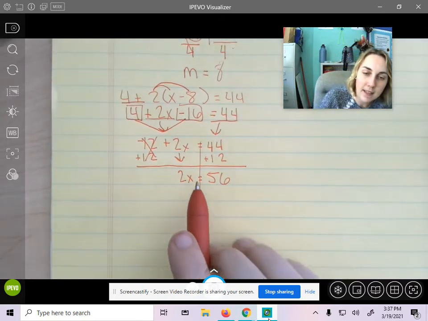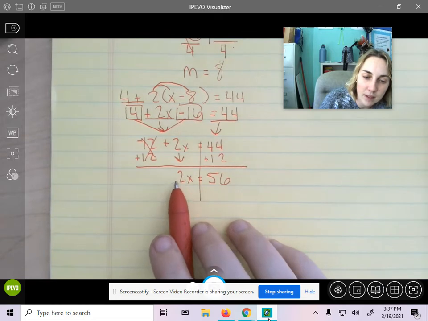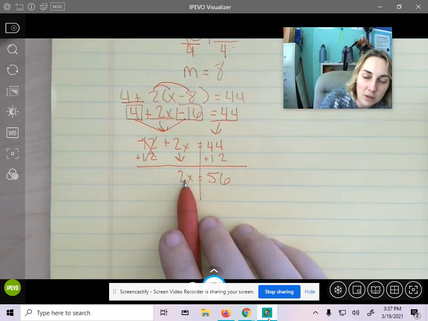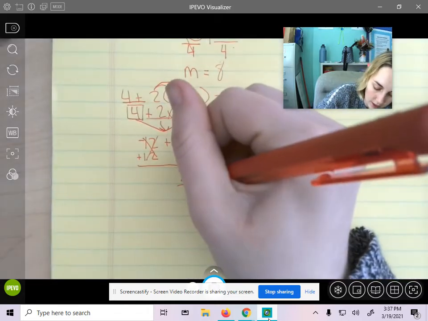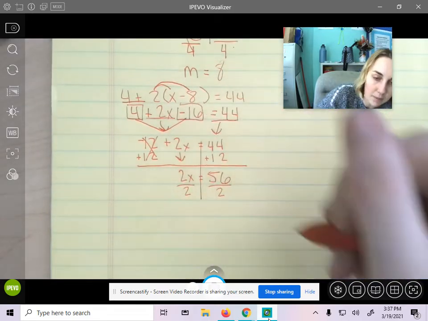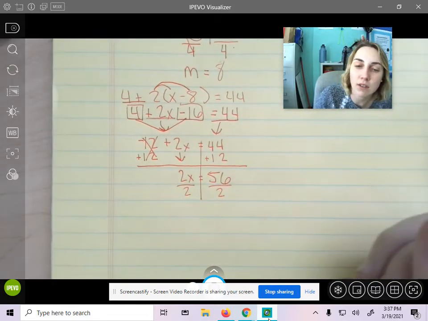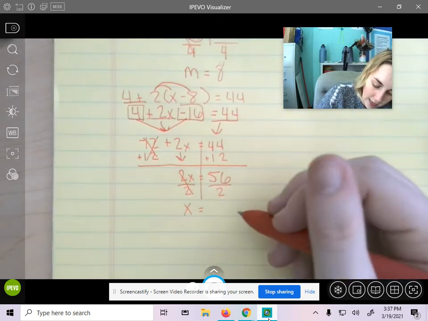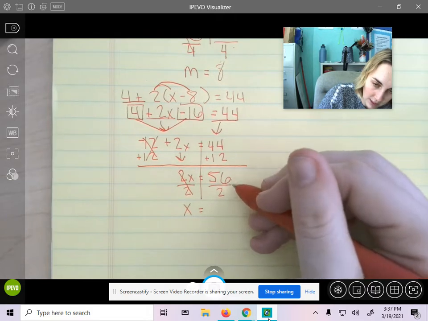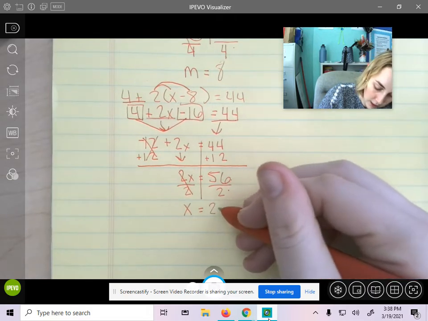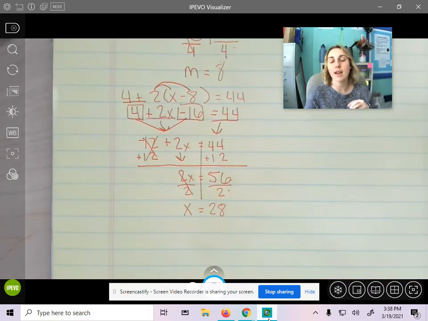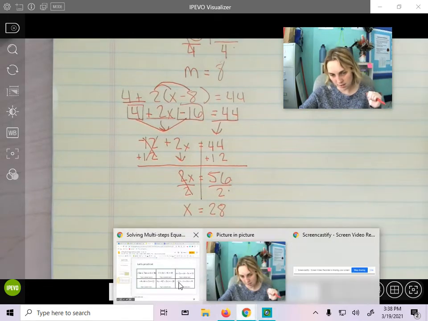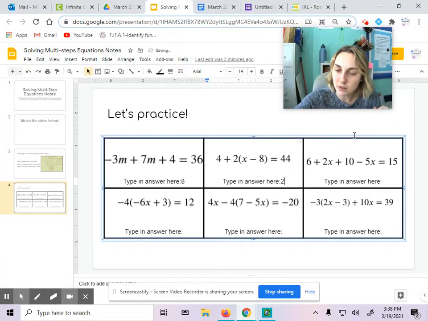All right. And then our very last step is I want to get x by itself. In this case, x is getting multiplied by 2. So the opposite of multiplication is division. And I'll divide on both sides because whatever you do on one side, you have to do on the other side. So again, these cancel out because they're opposites. And x is going to be equal to 56 divided by 2, which is 28. So 28 would be our answer in this particular problem. So in here, you need to go ahead and write down 28.